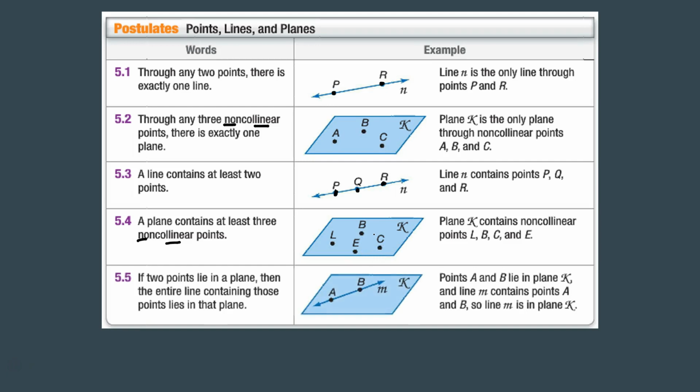5.5. If 2 points lie in a plane, then the entire line containing those points lies in the plane. So as you can see here, points A and B lie on plane K, and line M contains the points A and B. So line M is in the plane K.